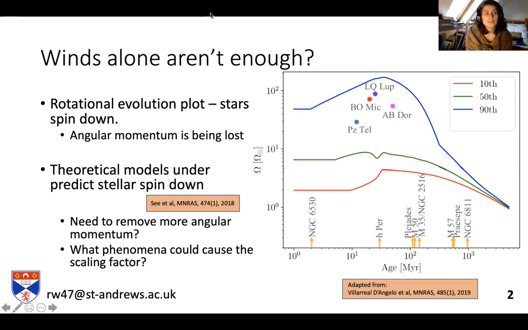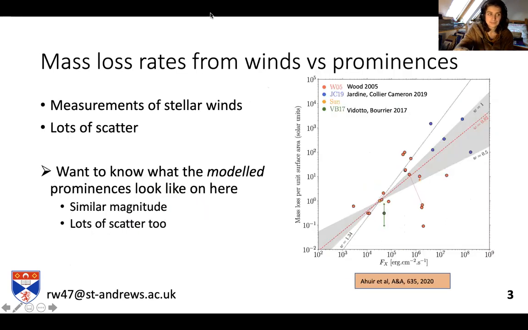And the theoretical models rely on the wind to provide this spin down, but they do tend to underpredict the rotation rate of stars later in life when compared to the observations. And to make the models converge to observed values, a scaling factor is often added. And this scaling factor is synthetically removing angular momentum from the system. A question then is, what could this scaling factor represent physically?